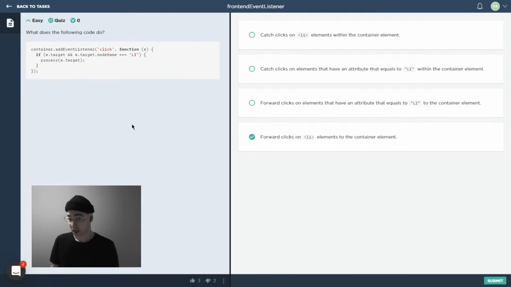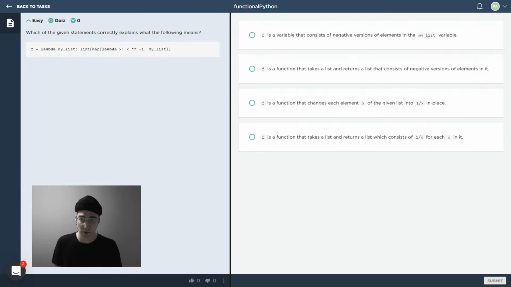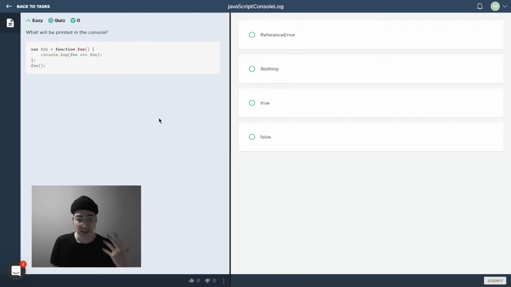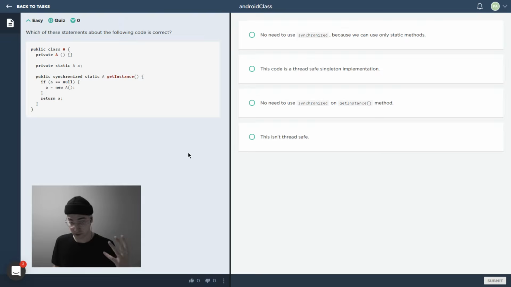So this is just one type of quiz question. There are quite a few different ones, and they tend to be grouped thematically. This one is about a front-end event listener, but we could have quiz questions specific to a particular language. For example, maybe a Python question, something that gives us a bit of Python code and asks what it's all about. We could look at one that's JavaScript specific, or another technology like Android. There's some Android code here.